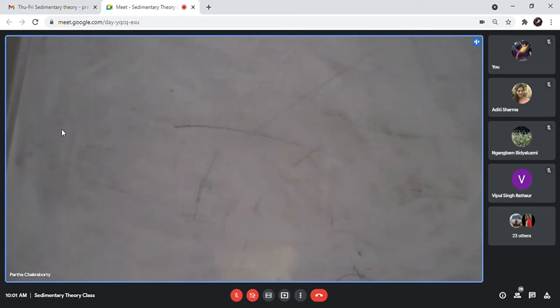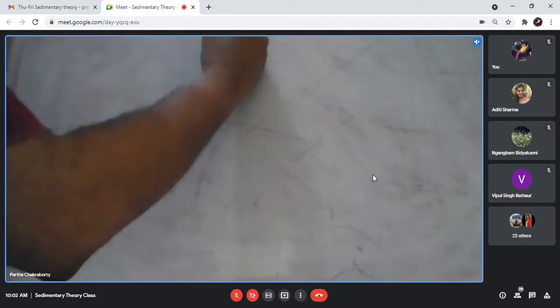We have been discussing the carbonate platform and the different carbonate platforms, except for the isolated platform. That actually we have not discussed the isolated platform. Now today we'll start our discussion with the isolated platform.